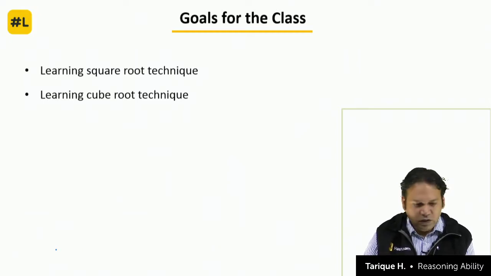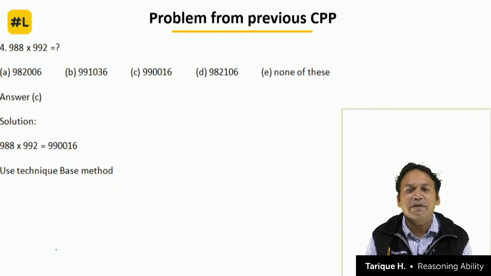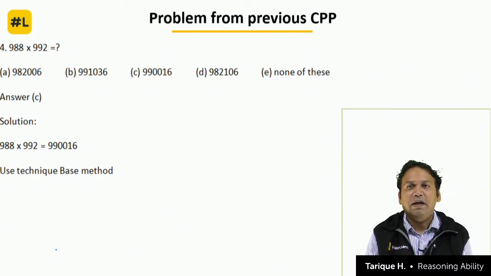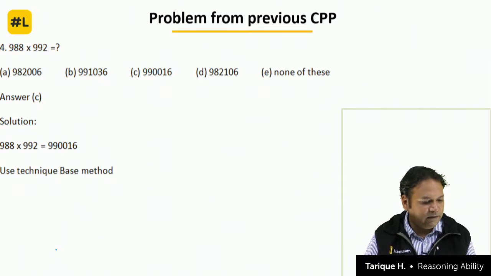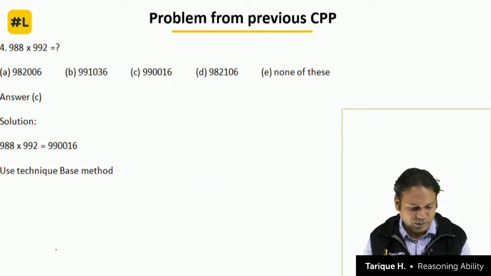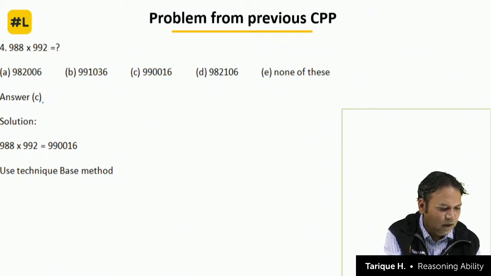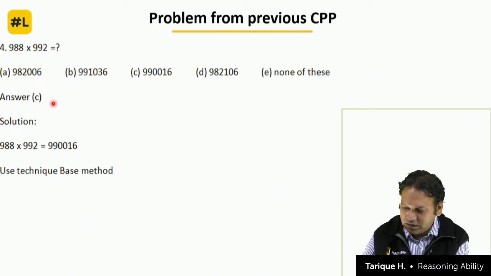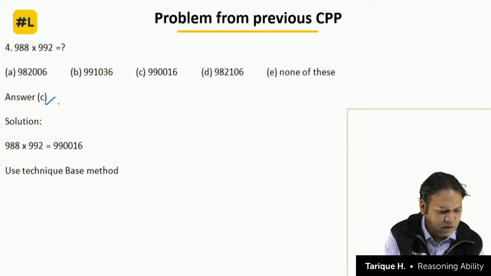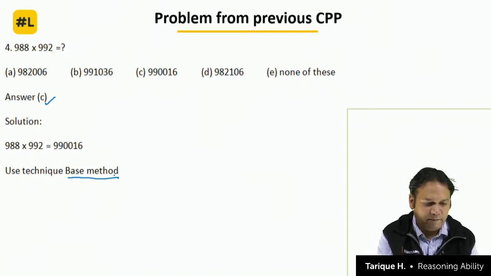Okay, so to begin, first let's discuss the problem from the previous class practice pack. So what is the question that we have discussed in the class practice pack, and that is, what is 988 into 992 equal to? So if you see here, the answer is C, and this is using the base method.